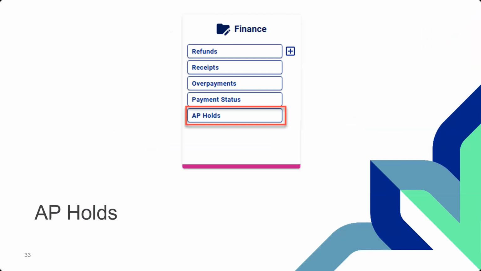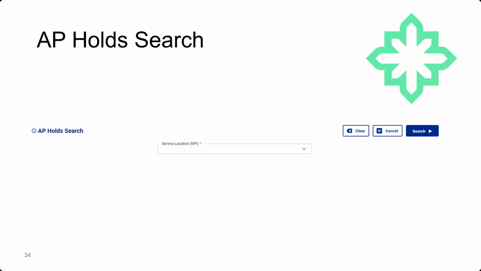The last function that we're going to cover today is the AP or the Accounts Payable holds. These holds pause payments from being issued for processed claims until a specific financial, administrative, or compliance issue has been resolved. Now again, you're going to select the MPI from the service location drop-down box, and then you'll click search in the upper right corner.